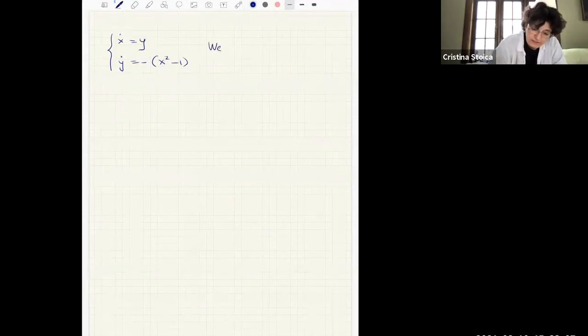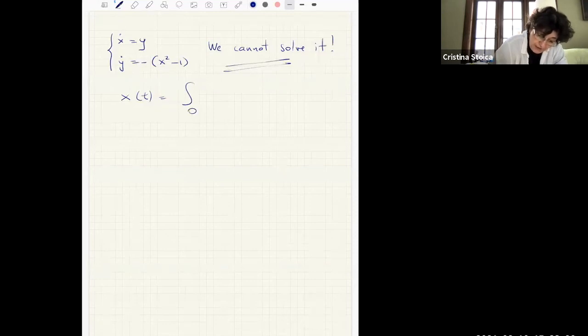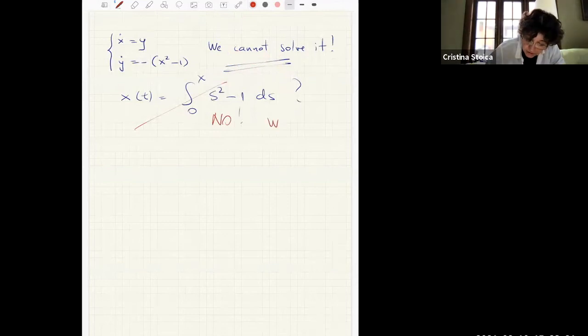We cannot solve this. That's why. This is not x of t equals the integral from 0 to x of s squared minus 1 ds or whatever. No. Wrong. Because I bet I'll see this if I put it on a test. We cannot solve it, guys. This is a second order system and we don't have a method to solve these systems.